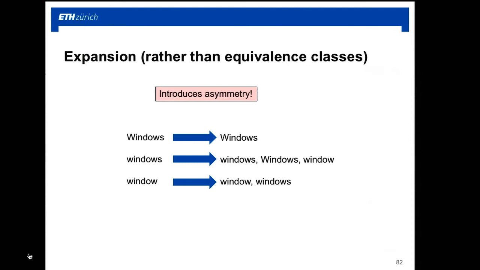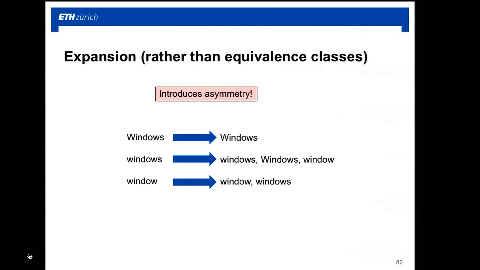There is another idea, which is not the same as equivalence classes. So equivalence classes is one way of doing that. There is another way, which is not symmetric. Equivalence classes are fully symmetric, but here we are not symmetric. It's the idea of expansion. Whenever you see Windows, you keep it as Windows. If you see it lowercase, then you expand it to Windows, Windows, Window. If you see it Window, you expand it to Window and Windows, right? So this is an idea.